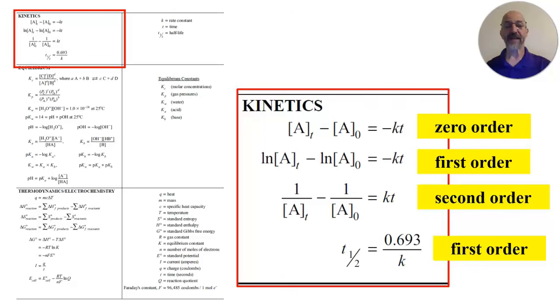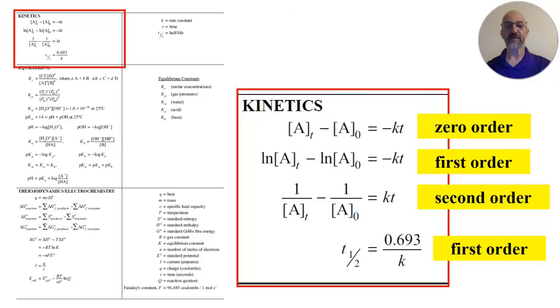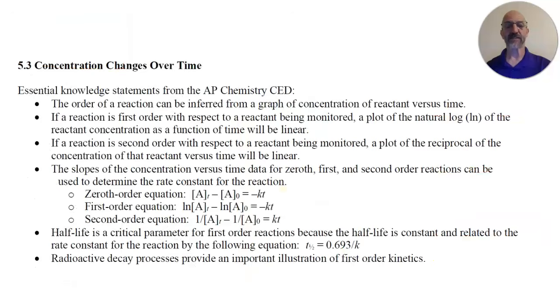So this is, again, a portion of the AP Chemistry equations and constant sheet that relates to Unit 5, kinetics. You can see that the equations I'm highlighting on this slide are also featured on the AP Chemistry equations and constant sheet.